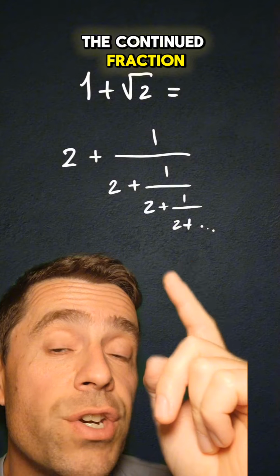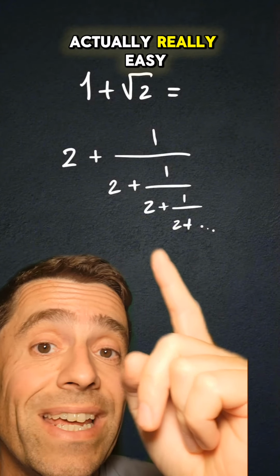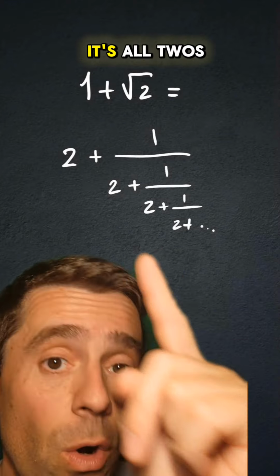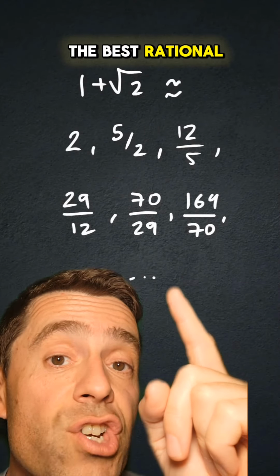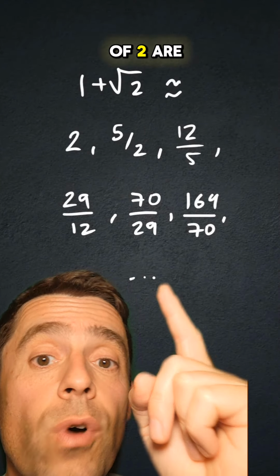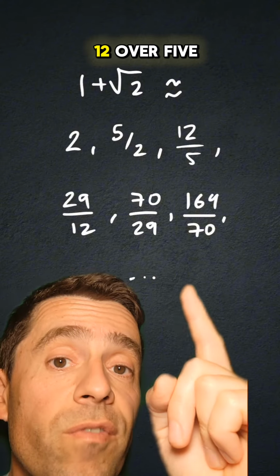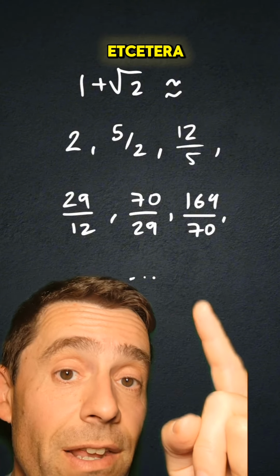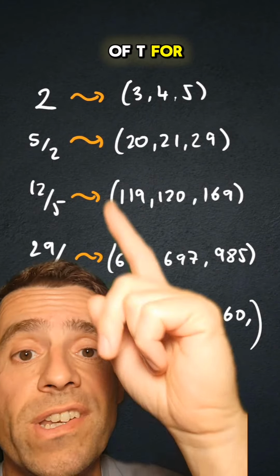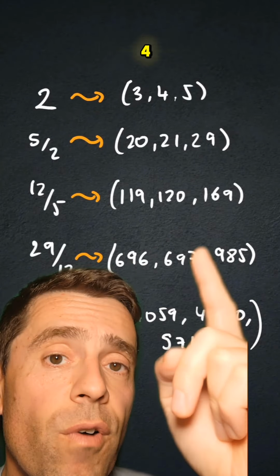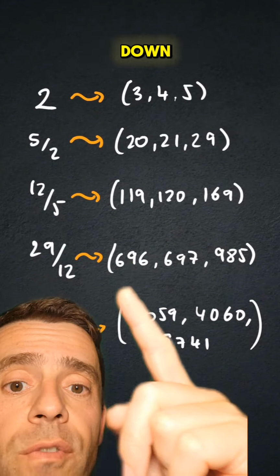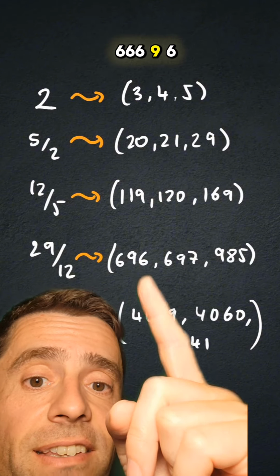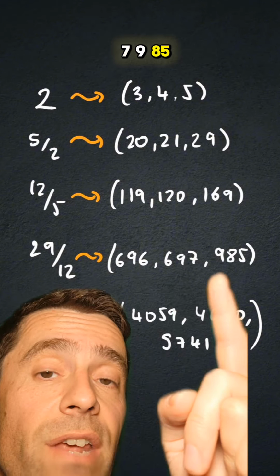The continued fraction of 1 plus the square root of 2 is actually really easy. It's 2 plus 1 over 2 plus 1 over 2, etc. It's all 2's. Therefore, the best rational approximations of 1 plus the square root of 2 are 2, 5 halves, 12 over 5, 29 over 12, 70 divided by 29, etc. And those values of t, for example, 2, leads again to the 3, 4, 5 triangle, but as you go down, for example, 29 over 12 leads to the Pythagorean triple 696, 697, 985.